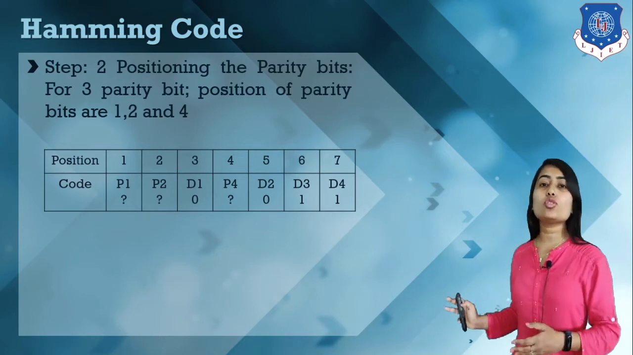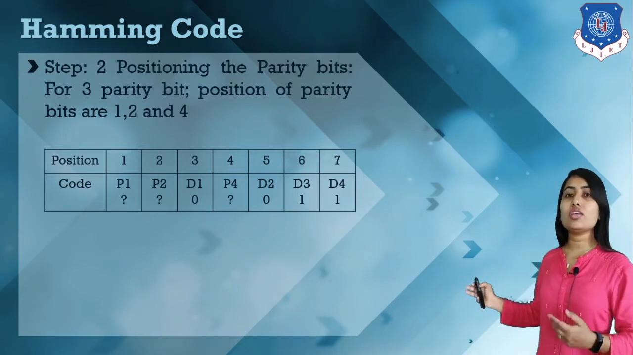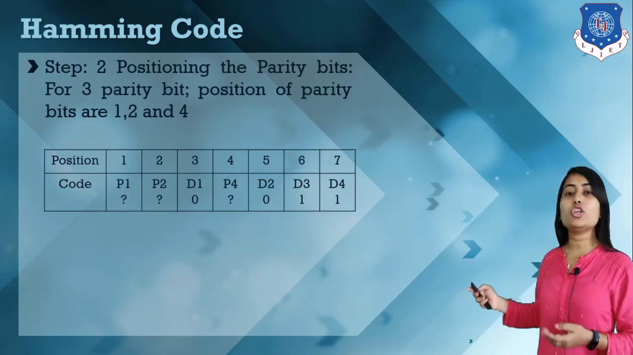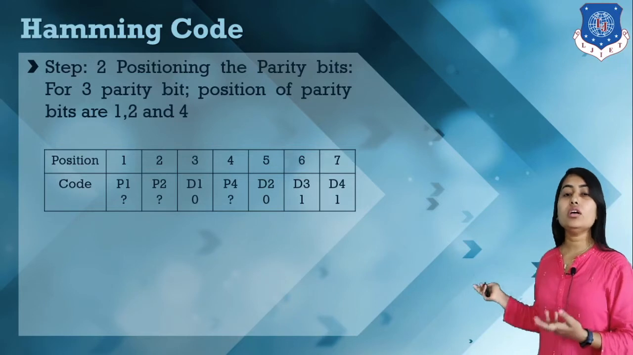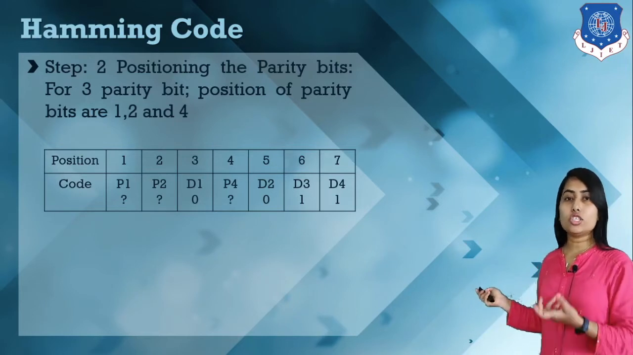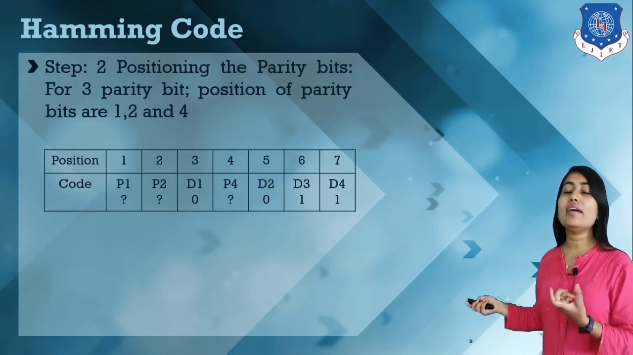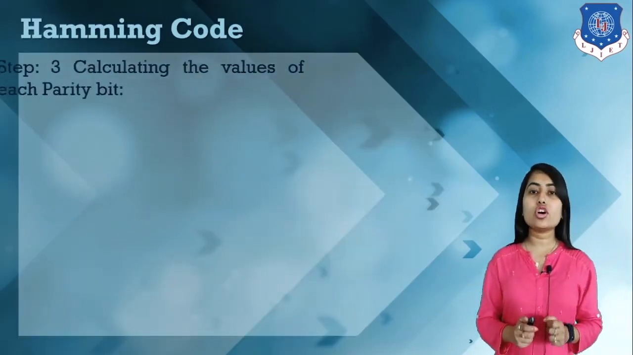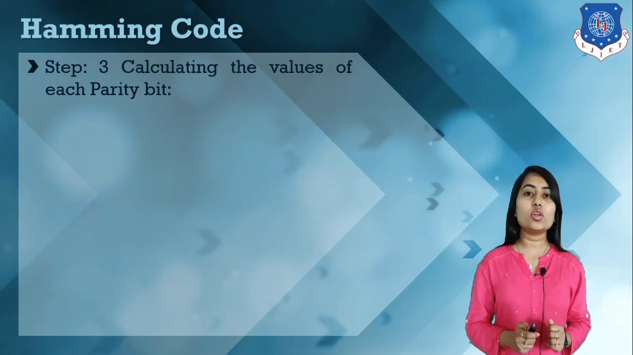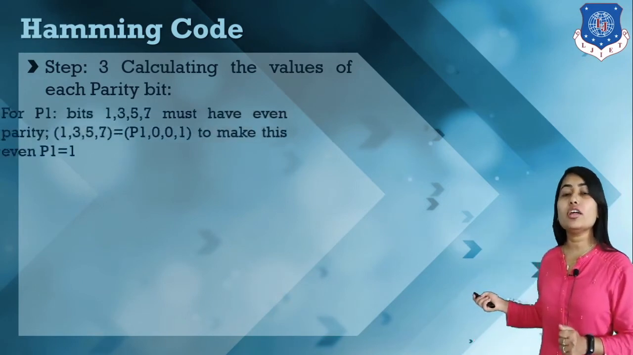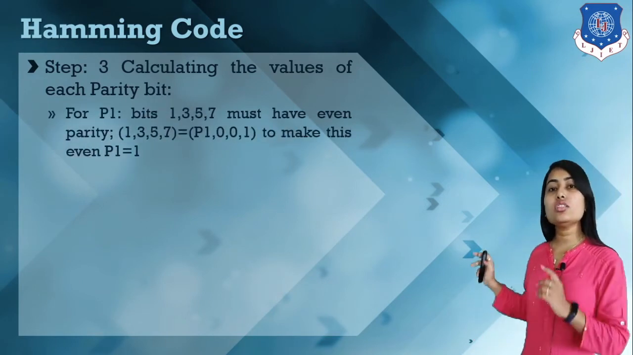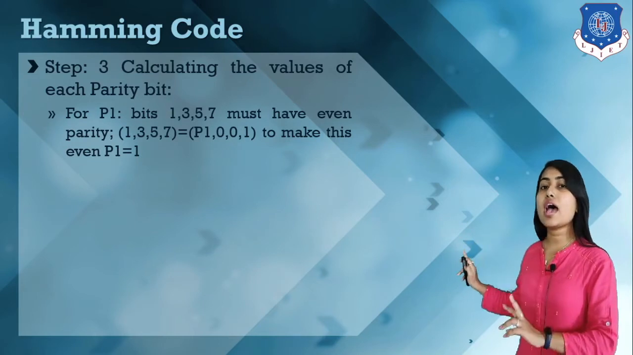Okay, so we have to calculate these values, and then if we write the values of P1, P2 and P4, so here we have a Hamming code format result. Okay, so here we have our error correcting code. So step number 3, calculate the values of parity bits. So how can we calculate the parity bits? So for P1 we have to check the positions 1, 3, 5, 7, which must have even parity.